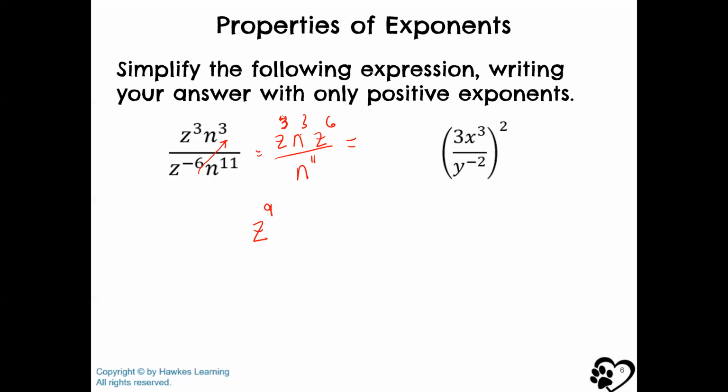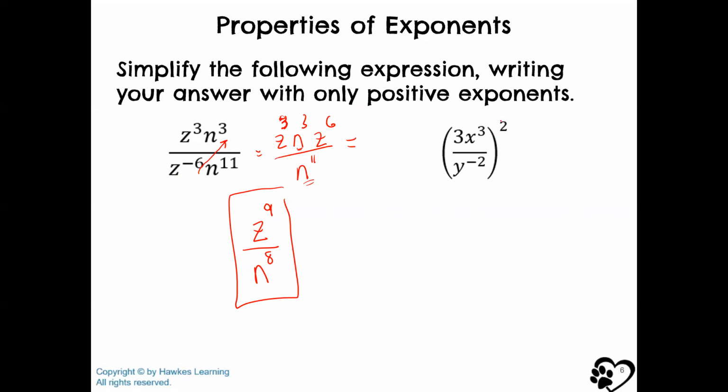We want to simplify these n's. So we're going to find the difference in 3 and 11, which is 8. And now, are there more n's in the numerator or denominator? Since the numerator, that's where our n stays. And that's the final answer. We don't have any negative exponents, and we don't have the same variable in the numerator and denominator, so we're good.